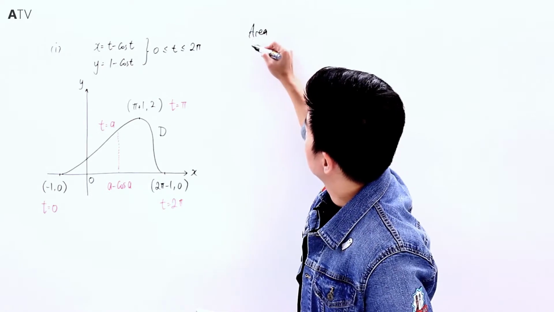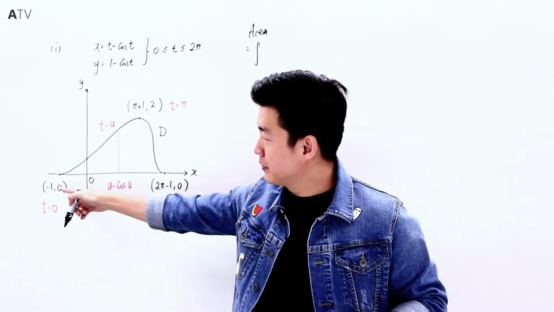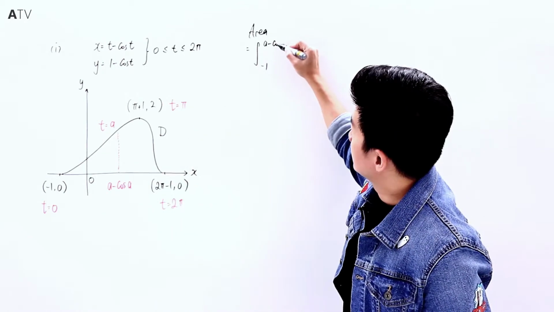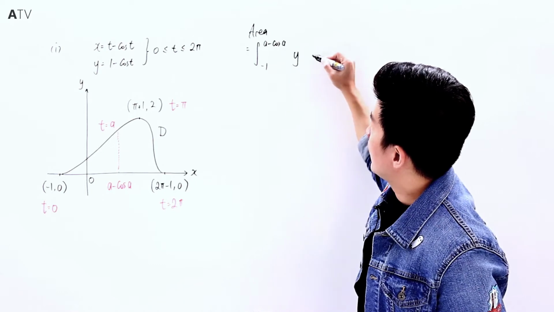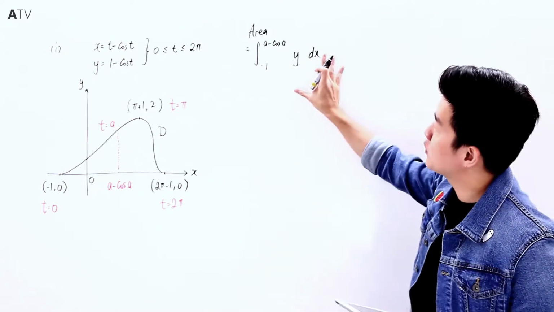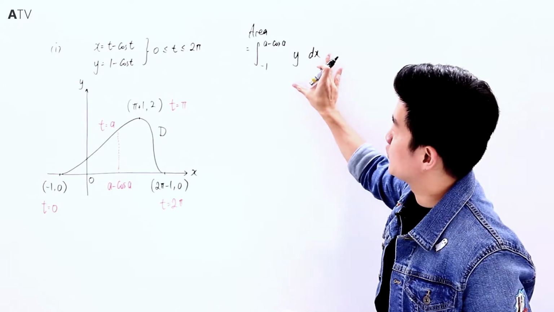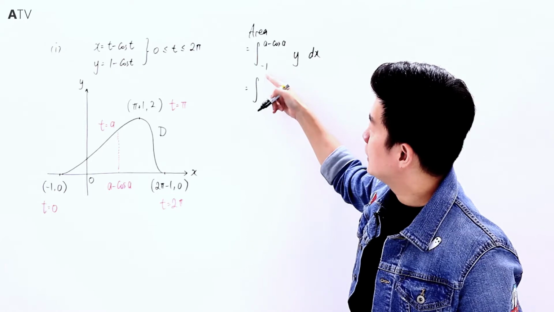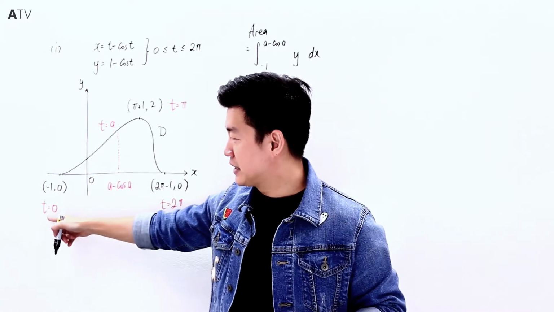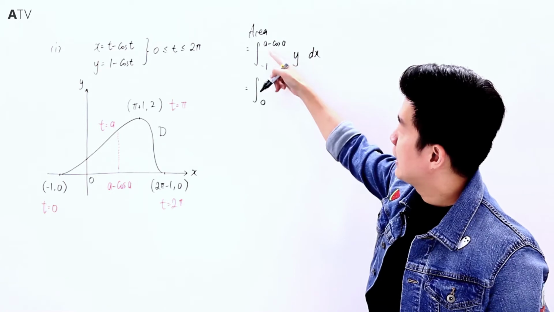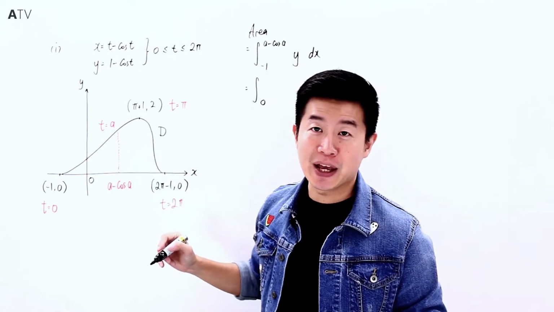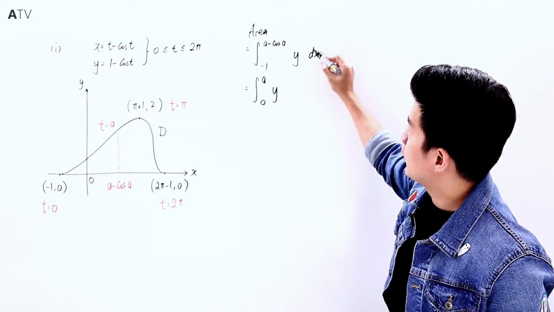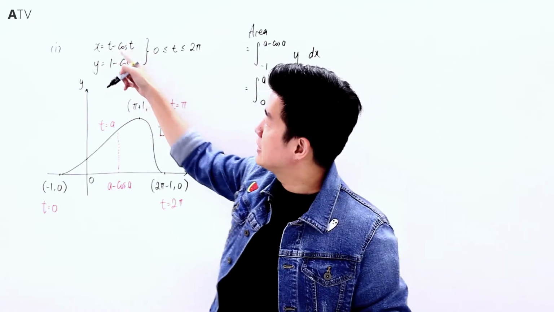So the area is going to be the integration from x is minus 1 to here, where x is a minus cosine a, of y dx. This is according to what we have learned, and what we are going to do now is to replace everything by t. So for the lower limit, minus 1, it is when t is equal to 0, so 0. And here is when t is equal to a. So a over here, y, I'll just let it be y first. As for dx, I'm going to make use of this.